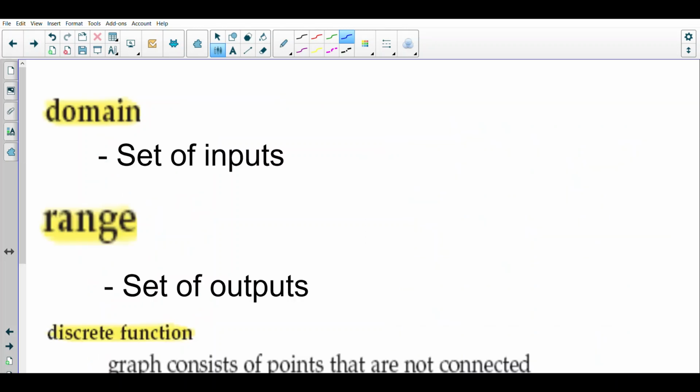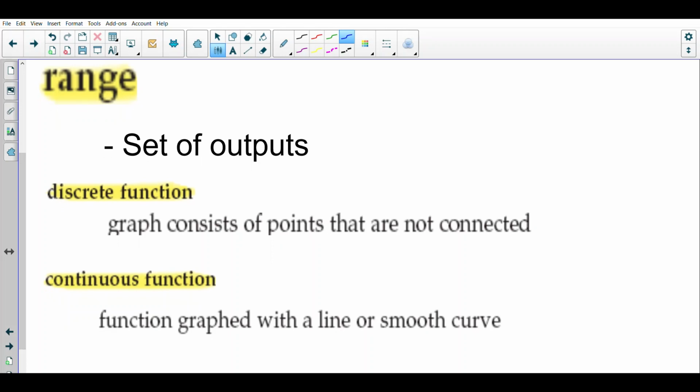Okay, almost to the end. Domain is just another name for the set of inputs. It's not just one input, it's a set of inputs. And then the range is the set of outputs. Okay, and then a discrete function is a graph of points that are not connected. So like the graph we just did in the last slide. Those points were not connected because you can't buy half of a pair of earrings. You have to buy the set. And then a continuous graph has a line or a smooth curve, so all the points are connected.